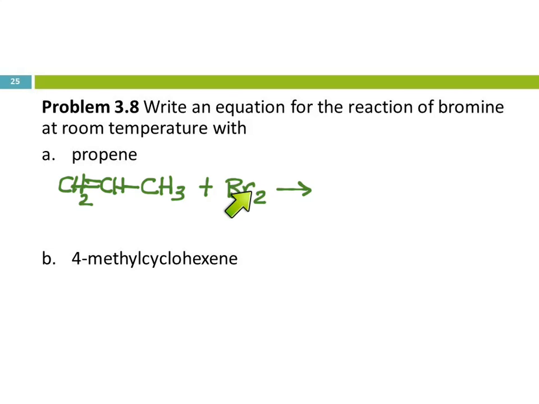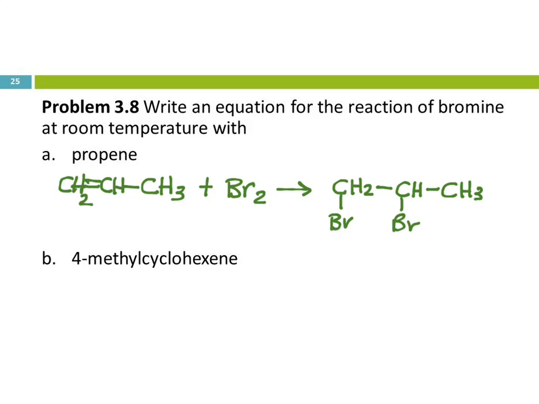And what happens is that one of these bromines goes on to this carbon, and the other one goes on to the other carbon with the double bond. And that pi bond is gone. So CH2, I'm going to get rid of the double bond. There's just a single bond now. All the original carbons and hydrogens are still there, but we're adding bromine. Does that make sense?